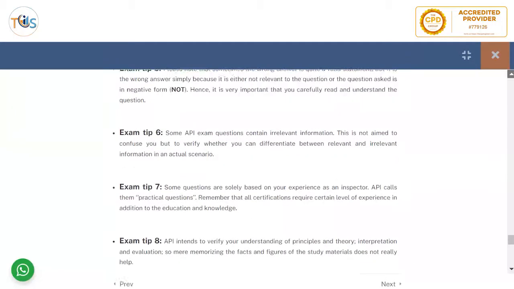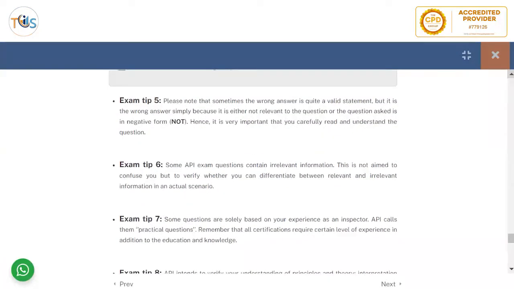Please note that sometimes the wrong answer is quite a valid statement, but it is the wrong answer simply because it's either not relevant to the question, or the question asked is in negative form, "not". Hence, it's very important that you carefully read and understand the question.